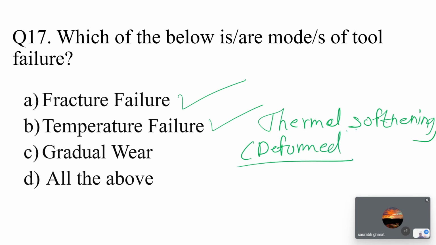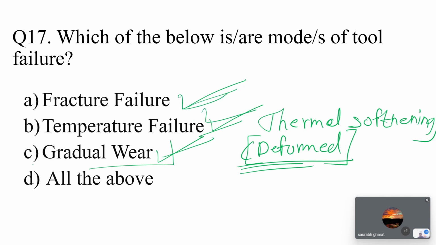Due to this, the fuel will get deformed, and due to this deformation, it will lose its strength. Okay. And right now, what we have is gradual wear. Gradual wear is also due to flank wear and crater wear, so gradual wear is also possible. Temperature failure and fracture failure, all of these are possible.